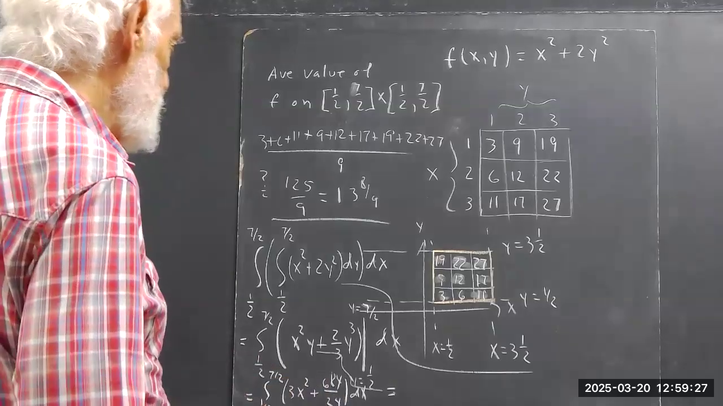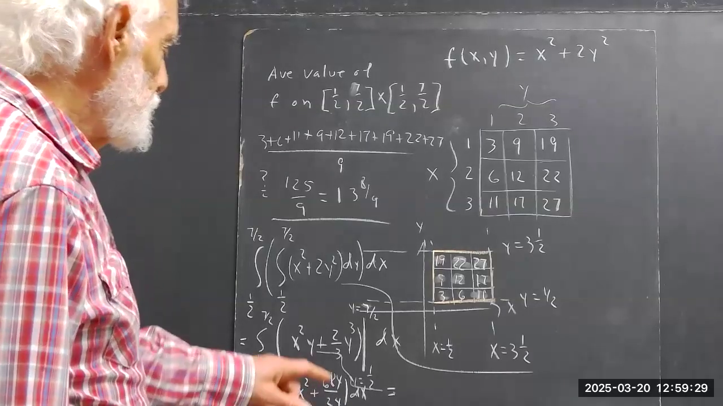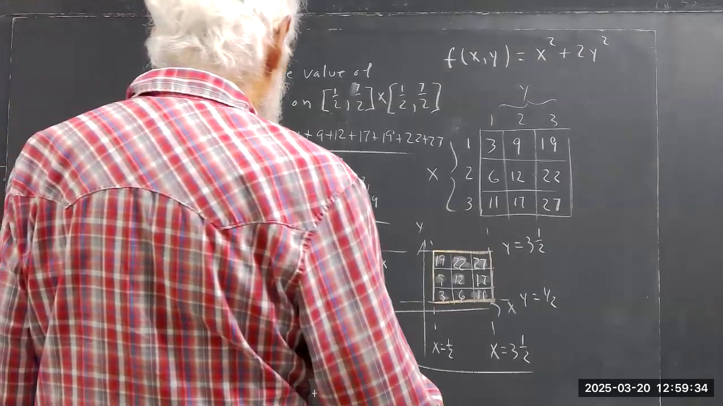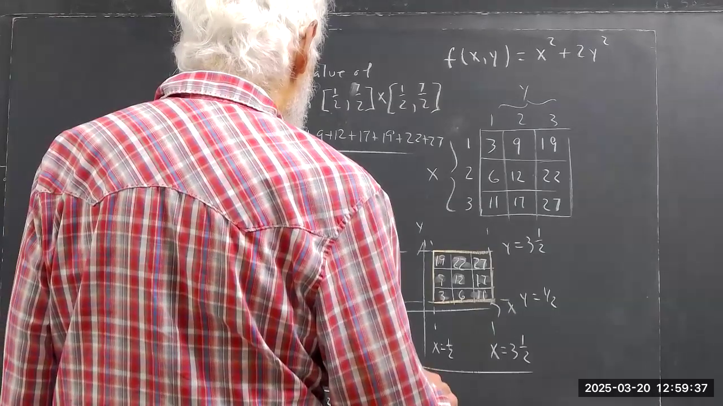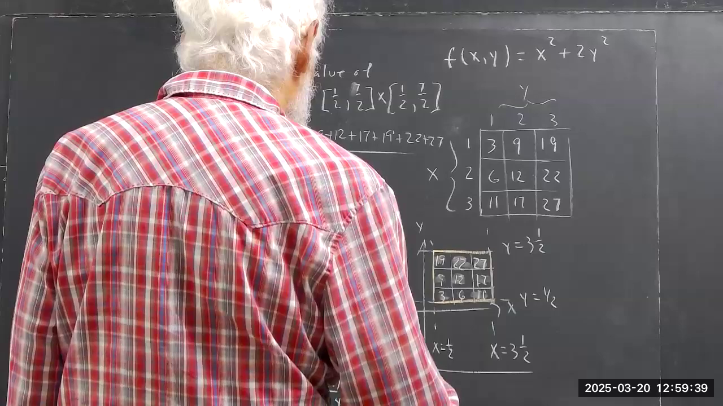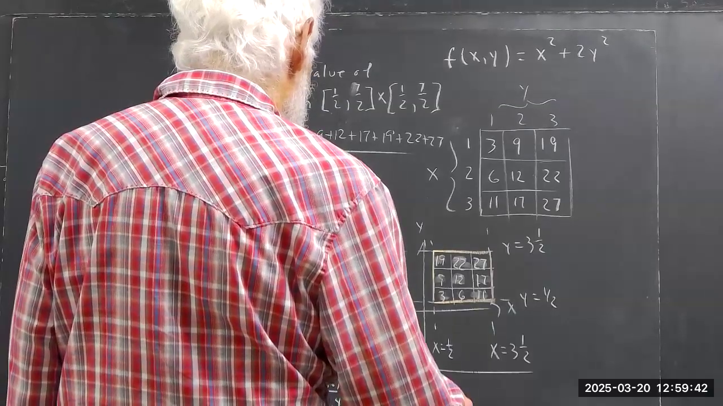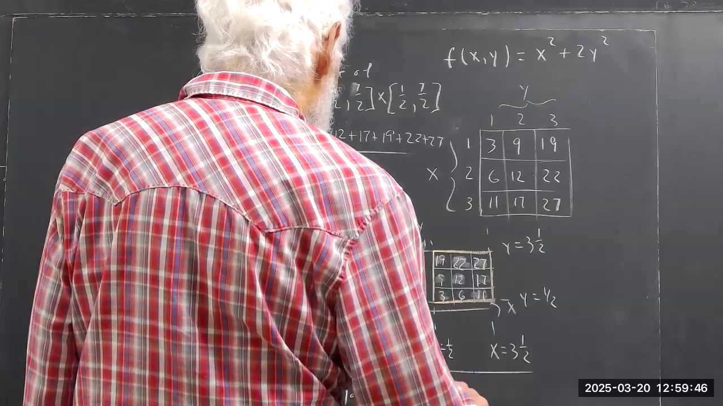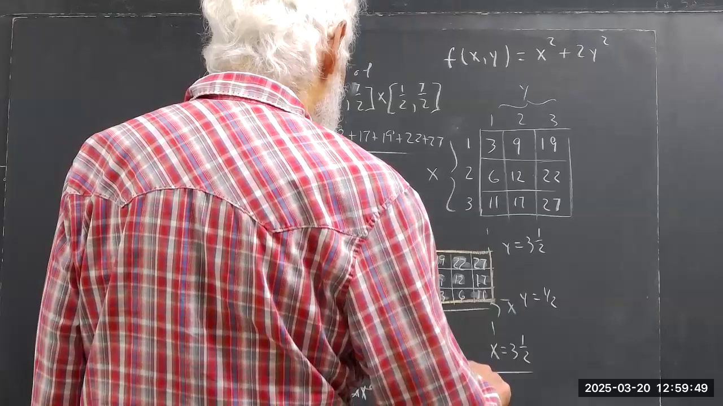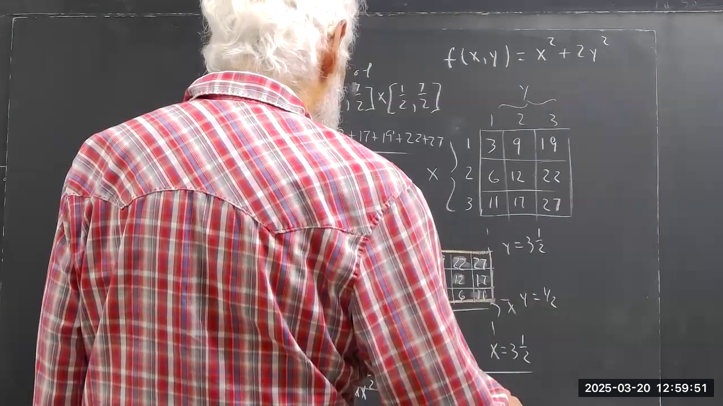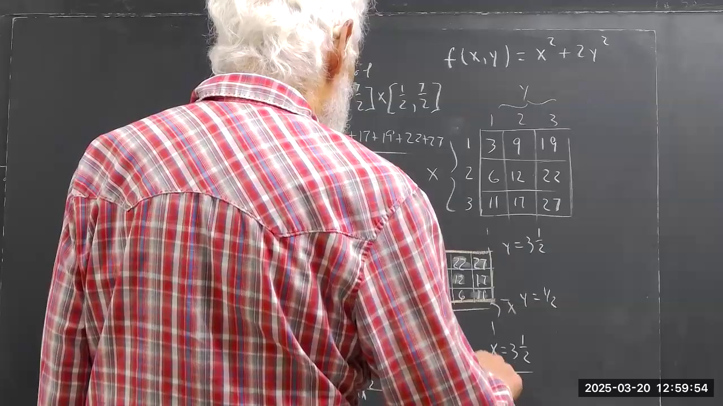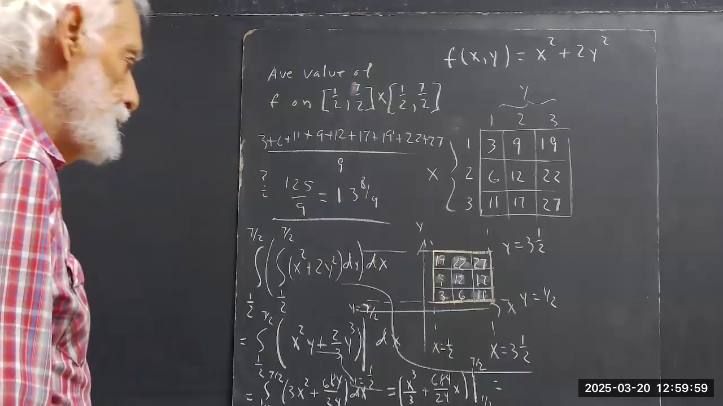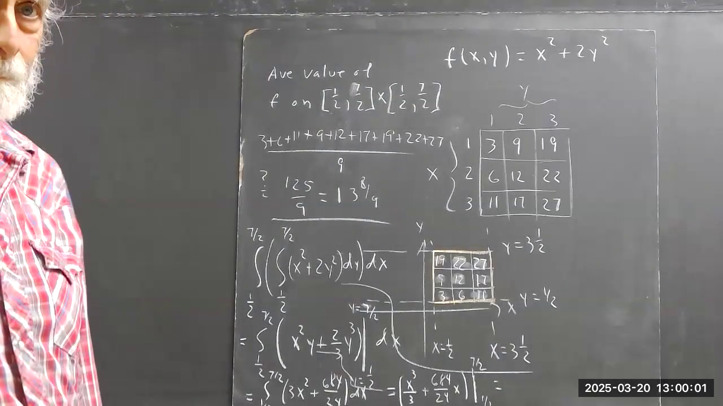So now we integrate that with respect to x. Of course, we can reduce 684 over 24, but I probably screwed up, so I don't want to. That's going to give us x cubed over 3, 684 over 24 x, evaluated between 1/2 and 7/2. That makes sense?